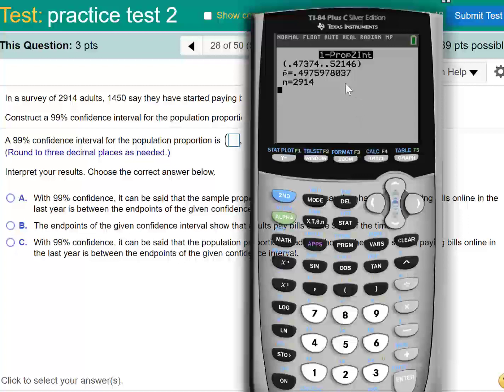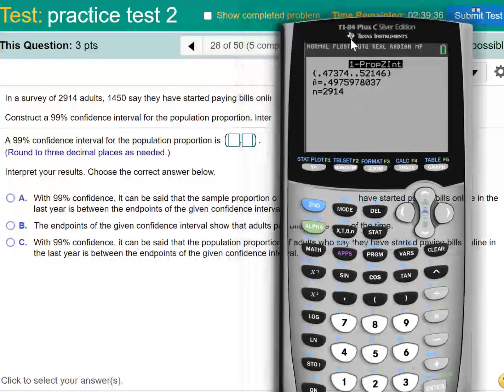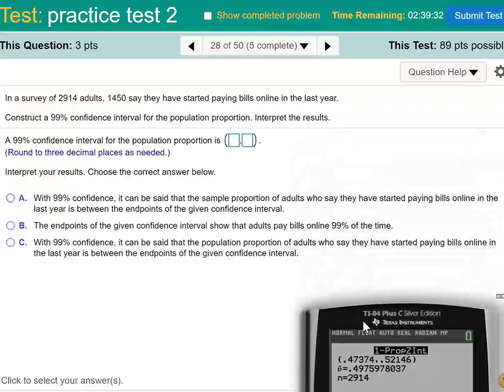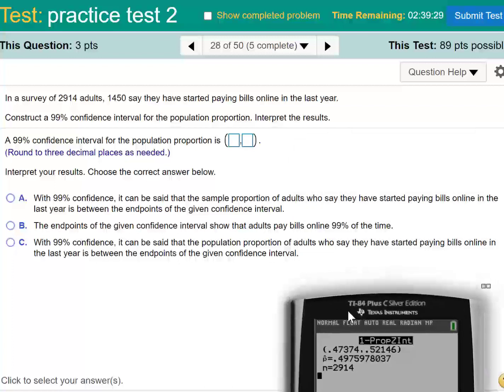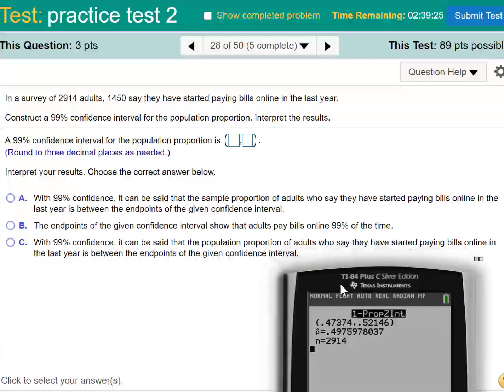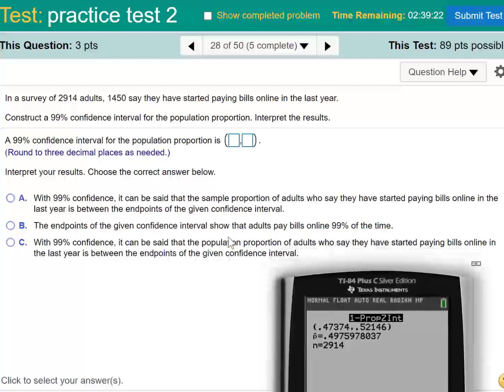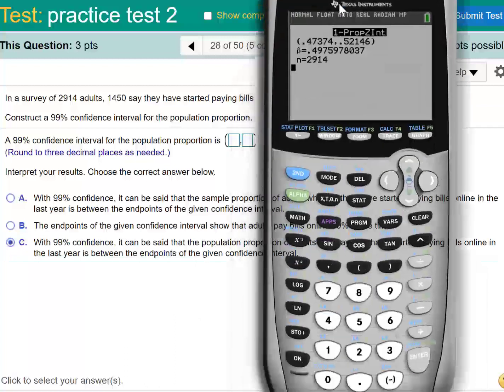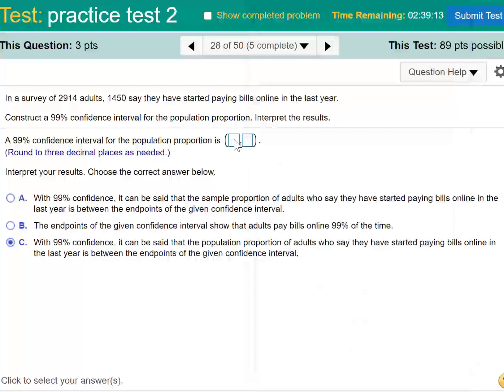And here you go. 0.4737 and 0.5215. And how do you interpret your results? It's not about the sample proportion, it's about the population proportion, so it will be C. Okay? So that is the answer. And you put just the lower end, the upper end, and it says 3 decimal places.